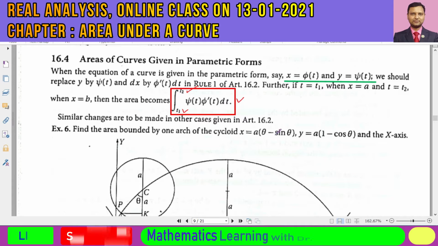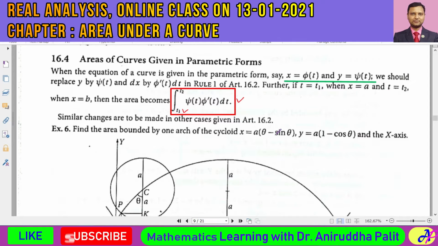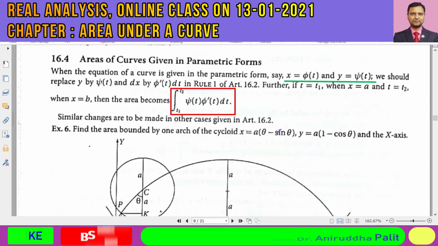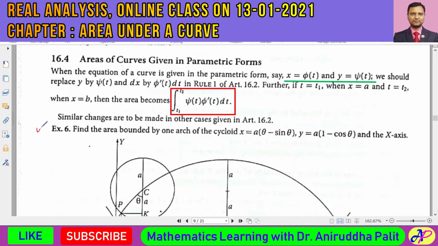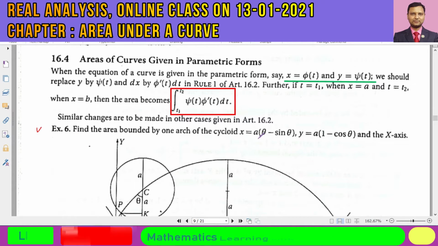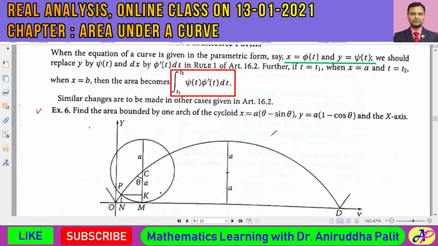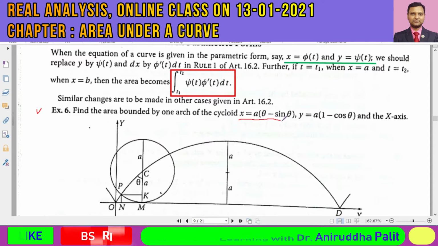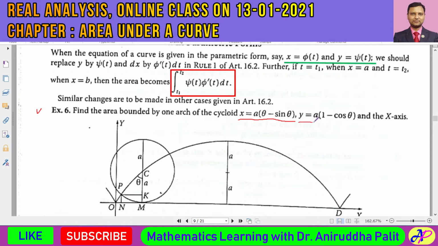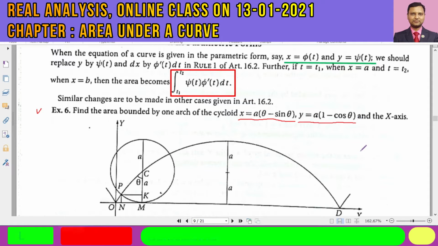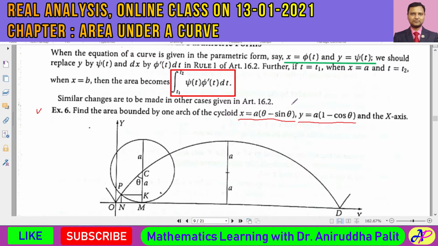In order to find the limit, your question would give a hint. For example, consider example number 6. It says: the area bounded by one arc of the cycloid x is equal to a into (theta minus sine theta), and y is equal to a into (1 minus cos theta). This curve is called the cycloid, and this is the picture of the curve.